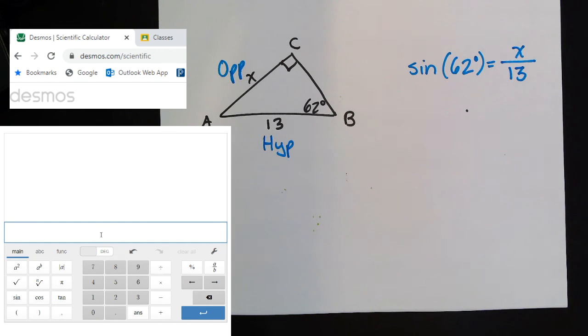Make sure it's in degree mode. It should say DEG in this box right here. If you click it, it switches to radians. We do not want that right now because we're measuring angles in degrees. Radians is in competency 2.